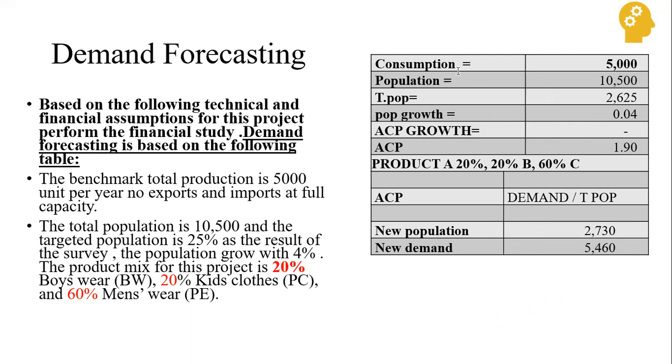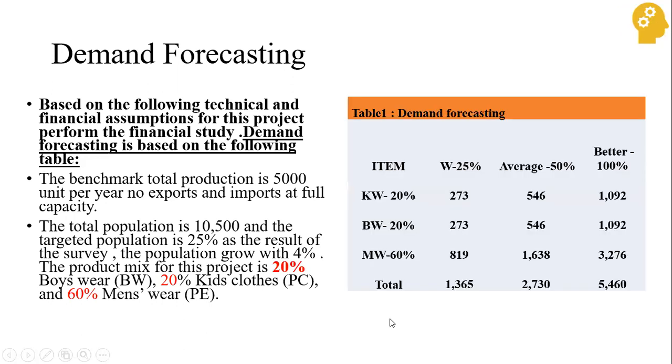After we got this 5,460, we can work out the number of units according to the product mix we have. We have boys wear, kids wear, men's wear, and then we need to look for the total amount of units for each one. Given this same data, the men wear here, which is a typo, it is MW, men wear, I have 20%, 60%.